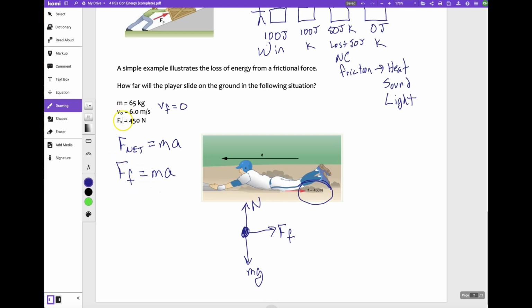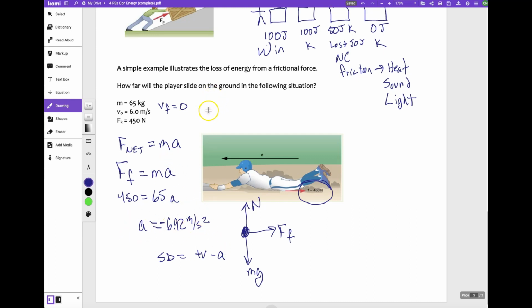So if the force is just friction and it's 450, and we know the mass is 65, then we can easily find the acceleration. If I do 450 divided by 65, I get an acceleration of 6.92 meters per second squared. Now, because they're slowing down and our direction of motion is to the left, this acceleration has to be negative. Since they're moving left and the friction is to the right, in order to slow down, I have a positive velocity, therefore a negative acceleration. So now I know what the acceleration is.